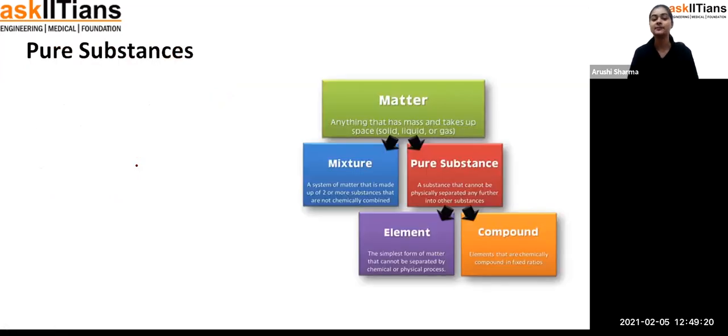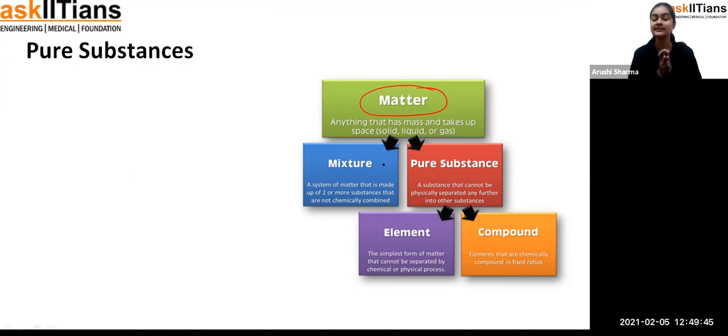The first topic is we are going to study about pure substance. But students, to understand pure substance, we have to understand another term that we call matter. If I tell you, matter is a whole chapter in your class 9th. When you go to class 9th, you have chemistry, so that means you have matter as one of the very first chapters.